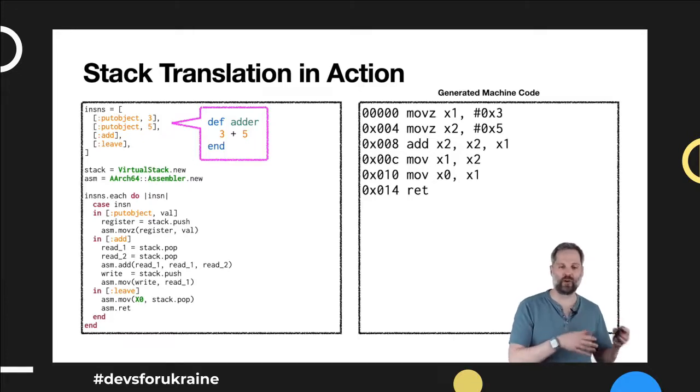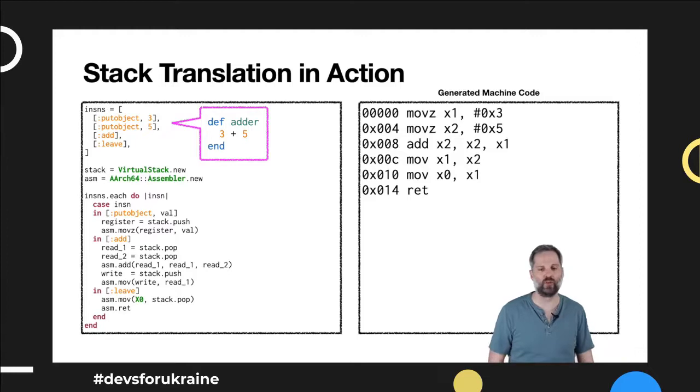So if we run this code and disassemble the generated machine instructions, it'll look something like this. On the left is our conversion function, and on the right is the machine code that we generated.